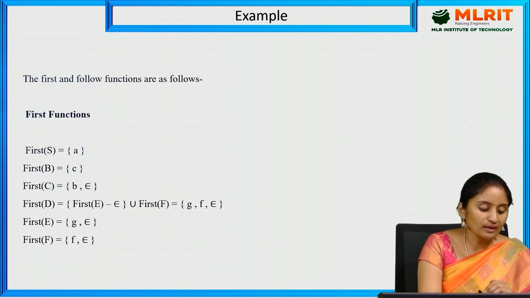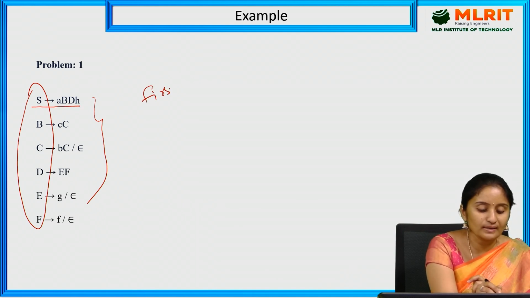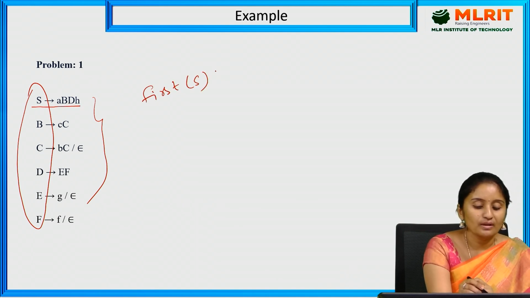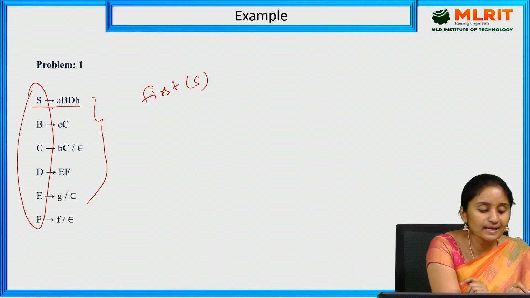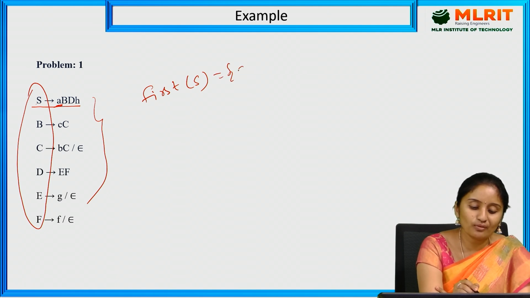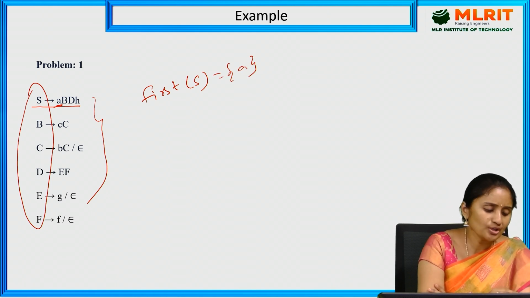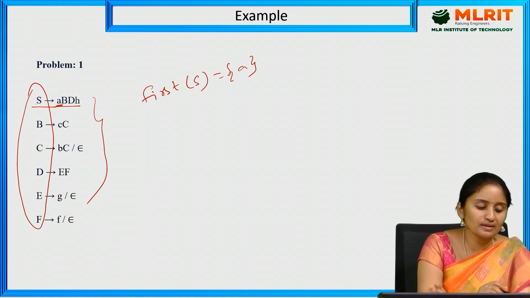So the first thing is S produces A B D. First of S: what do I have here? In the right hand side, the first symbol is A. A is a terminal. So First of S equals A. Are there still any productions with S? No, only one production is there, that is this one.